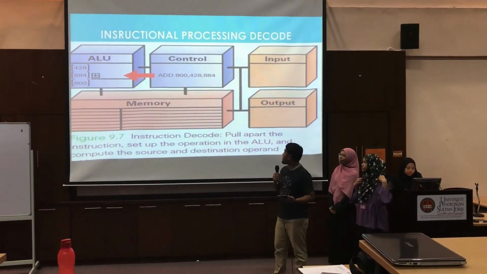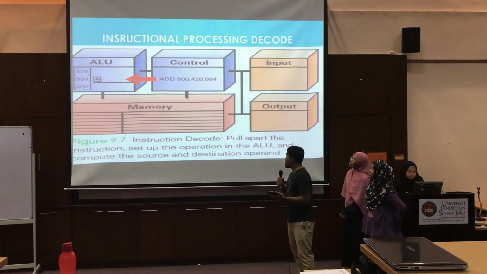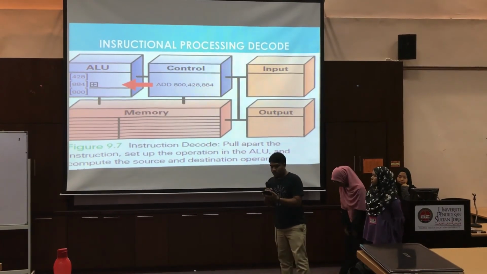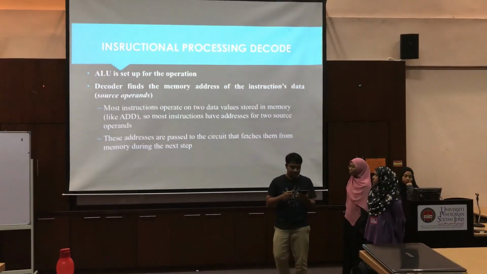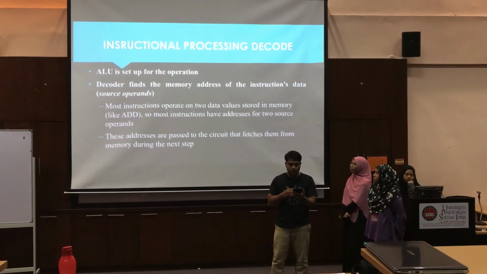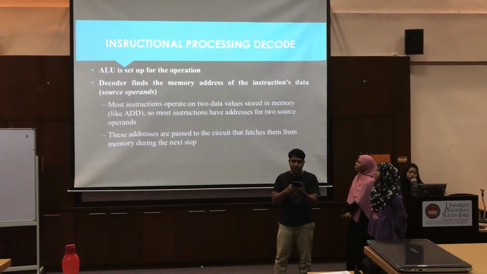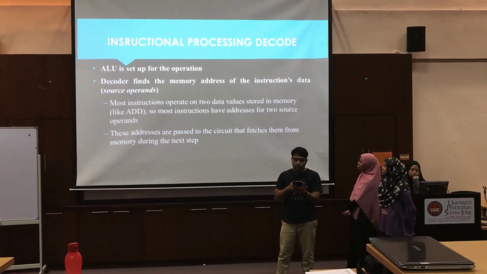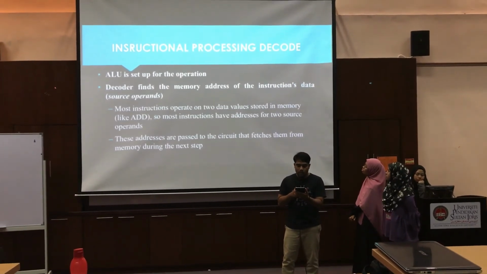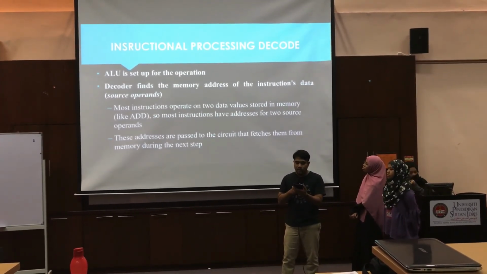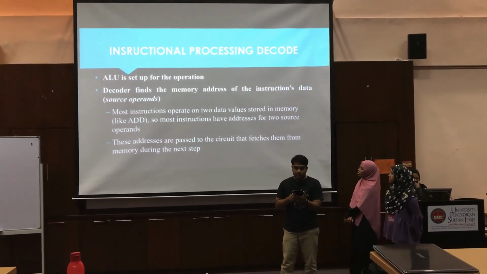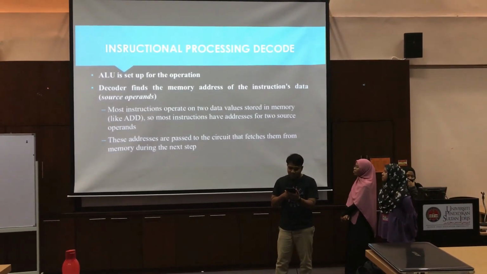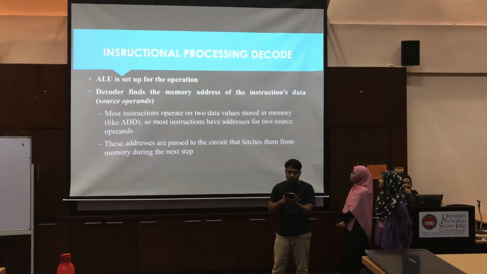This is how the decode works. You can see this picture, and we will explain how it works. The first step is the ALU is set up for the operation. Second, decode finds the memory address of the instruction data or source operand. Forward instruction operand onto data value stored in the memory, like add. So most instructions have addresses for the two source operands. This address is passed to the script that fetches them from the memory during the next step.